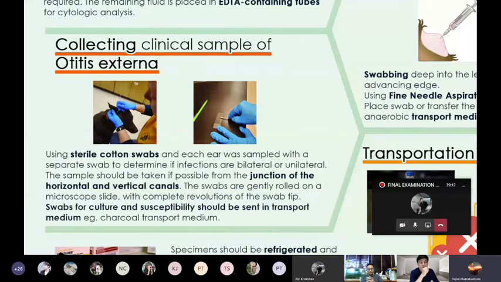First, rub a dry cotton tip along the junction between the horizontal and vertical ear canal and rotate several times to collect sample. Then, roll the swab gently on a microscope slide with a complete revolution of the swab tip to prepare for bacterial examination. After that, if we suspect bacterial infection, the swab for culture and susceptibility should be placed in transport medium such as charcoal transport medium, and the sample should be sent to the laboratory as soon as possible.